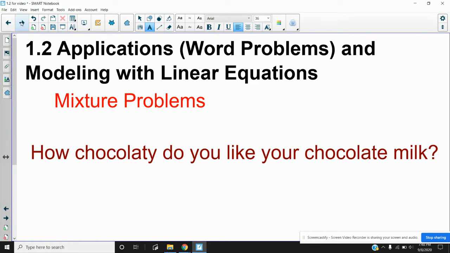Now, I'm not the type of person that buys a gallon of chocolate milk out of the dairy case. I will buy my Nestle Quick or maybe Hershey syrup to put in my milk, and I stir it up. Now, my husband likes a lot of chocolate in his chocolate milk. I like a little bit of chocolate in my chocolate milk. So the concentration of chocolate varies in our chocolate milk. And that's kind of what we're talking about in these mixture problems.